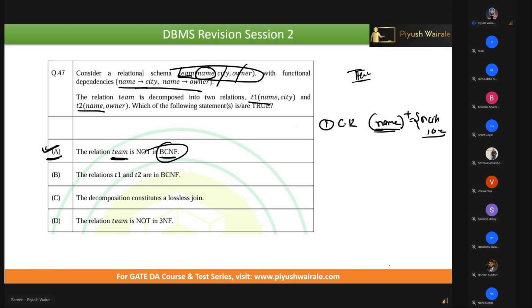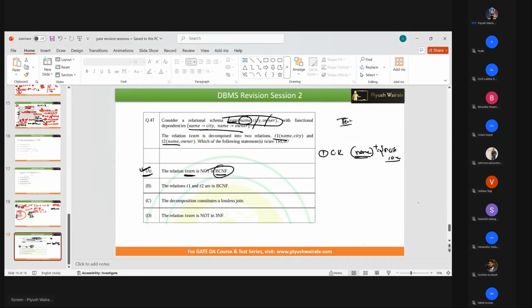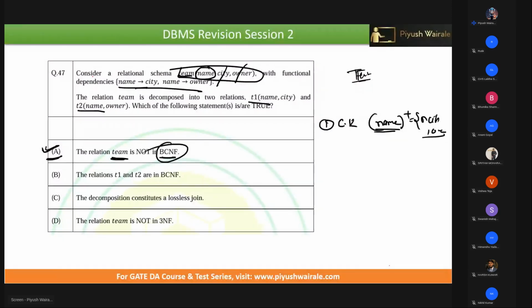BCNF or not? We have just two FDs here: name determines city, name determines owner. So they are in BCNF. Okay, fine. So please unmute and tell me, otherwise I need to check the messages. So it is in BCNF. You can see the left hand side is the key. Once the left hand side is the key, that's it. It is in BCNF. So A is not correct.